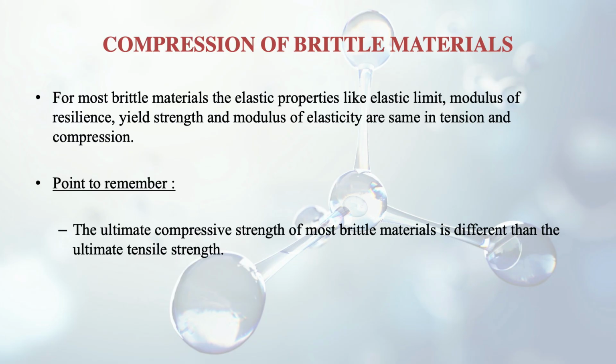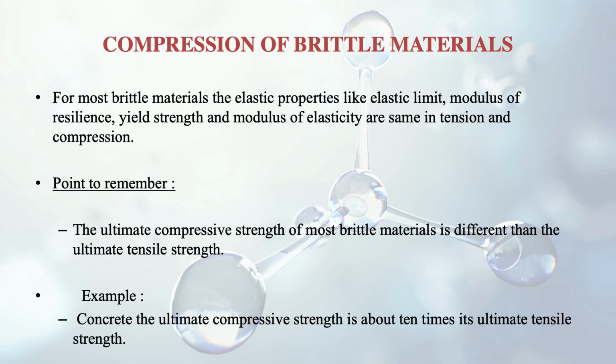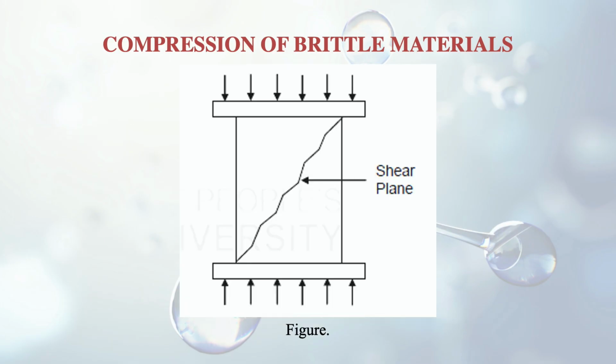The ultimate compressive strength of most brittle materials is different than the ultimate tensile strength. So for brittle materials, if you do the tension test and if you do the compression test, you will find that the ultimate compressive strength will be more than the ultimate tensile strength. As for example, concrete ultimate compressive strength is about 10 times its ultimate tensile strength. So here a compression test specimen is shown, and how it fractures.